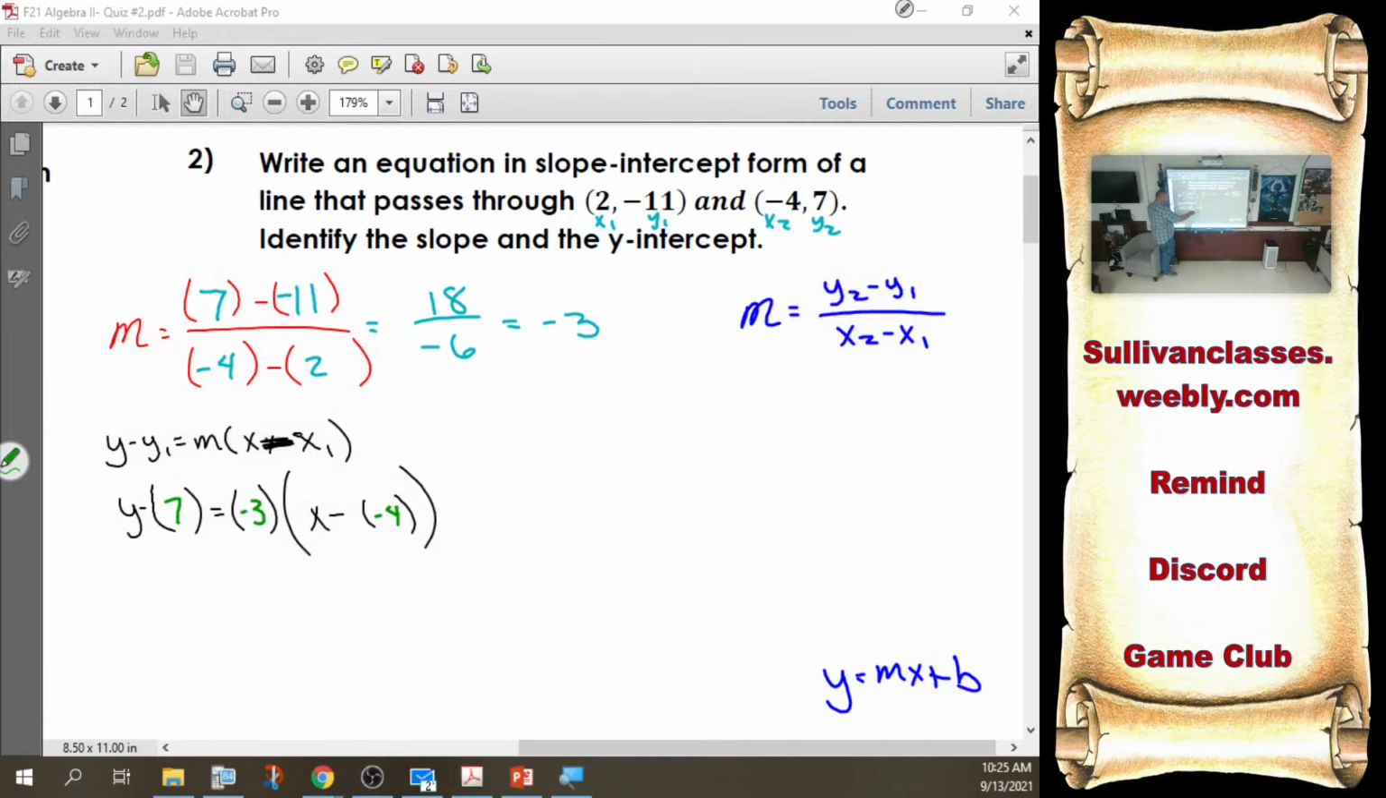So I remember that minus a negative, because I used my parentheses, is really add the opposite. I'll distribute it. Y minus 7 is negative 3x minus 12. Add the 7 over and get negative 3x minus 5.